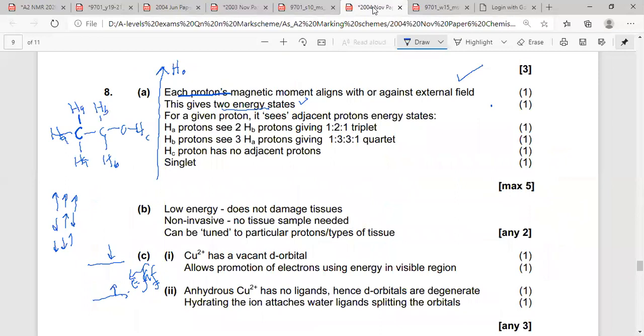See, each for a given proton, let's say HA. These three are the same. It means it sees two fellows here. It means 1, 2, 3, and number 2. That means these three protons actually see these two fellows here. A given proton sees adjacent protons, so this guy here will see HB and HB here. Now, what does it see?